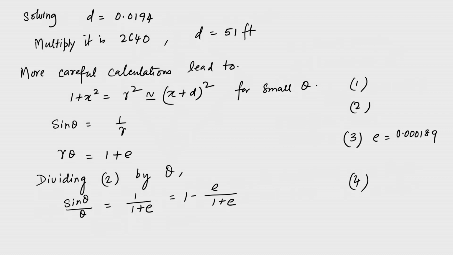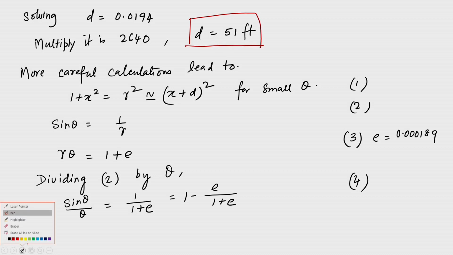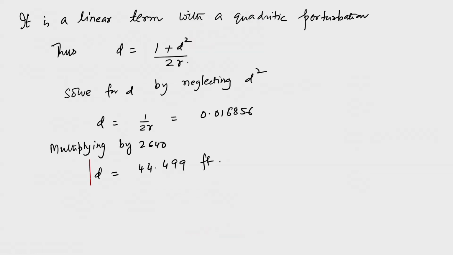Now, this is 44.499, almost 44.5 feet, and the earlier answer that we got was 51 feet, as we saw here. So, one method gives you 51 feet, the other method gives you a much lower value, which is 44.5 feet. So, this is certainly not an ignorable discrepancy that you actually want to think about. If a civil engineer is doing this, 44.5 feet versus 51 feet would make a lot of difference.